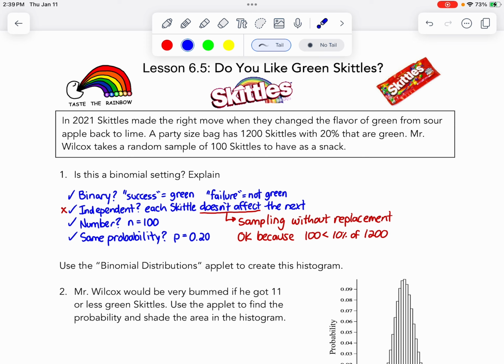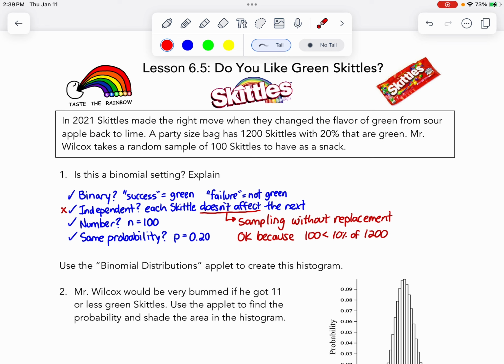So I've pretty much written down bins, because remember binomial is B-I-N-S, bins. It is binary because a success would be getting a green and failure would be not getting a green. Independent, this one is worth a discussion, okay? Does each Skittle affect the probability of the next Skittle? And the answer is that we're good here. Each Skittle does not affect the next.